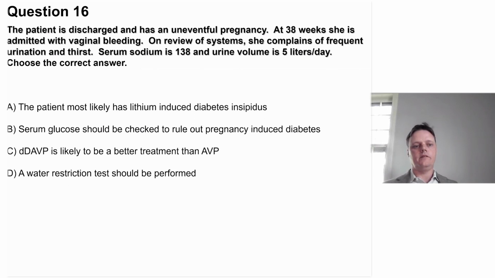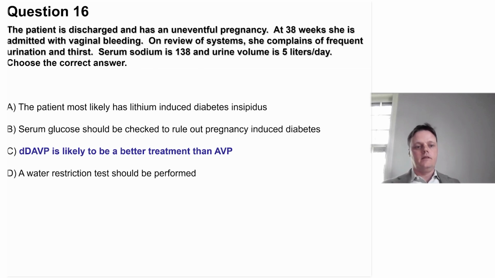At 38 weeks, she is admitted with vaginal bleeding. On review of systems, she complains of frequent urination and thirst. The serum sodium is 138 and her urine volume is 5 liters a day. Which is the correct answer? This patient most likely has lithium-induced diabetes insipidus. Serum glucose should be checked to rule out pregnancy-induced diabetes. DDAVP is likely to be a better treatment than AVP, and a water restriction test should be performed.